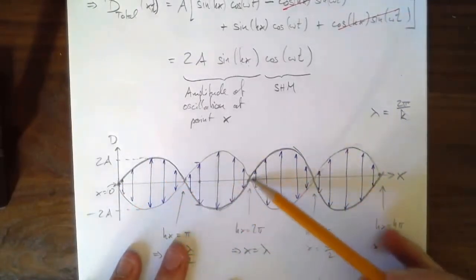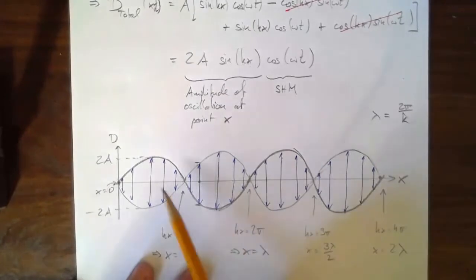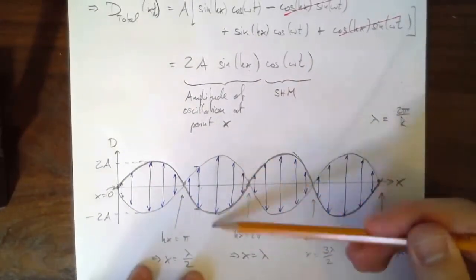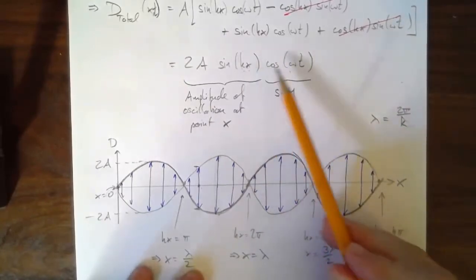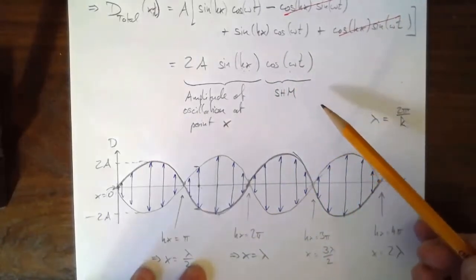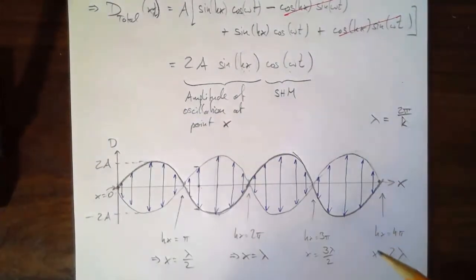The amplitudes themselves make a sine pattern along the string. Of course, how close those are together depends on the wavelength, the value of k. How quickly it goes up and down depends on omega. Those values were taken from the initial sine wave that we sent down the string in the first place.